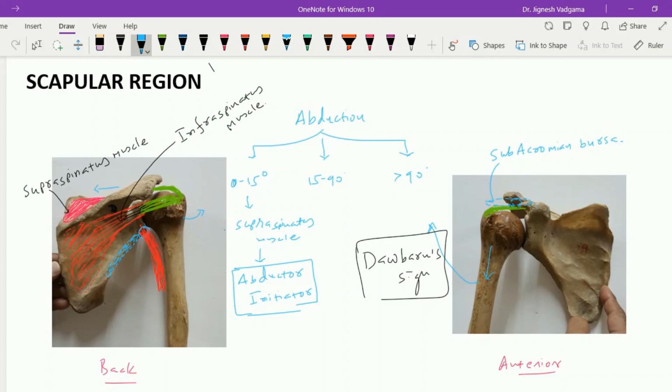This teres minor muscle arises from the dorsal aspect of the lateral border of the scapula, just below the infraglenoid tubercle up to the inferior angle, and forms a tendon which passes upward and laterally, just behind the long head of the triceps muscle, and inserts at the lower impression of the greater tubercle of the humerus. So this muscle is called the teres minor muscle.